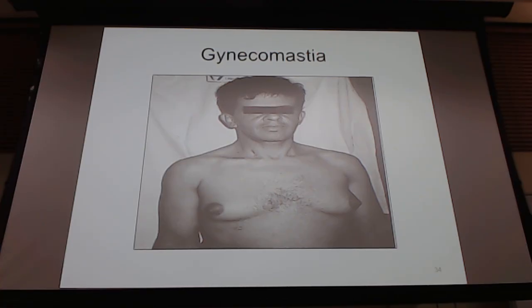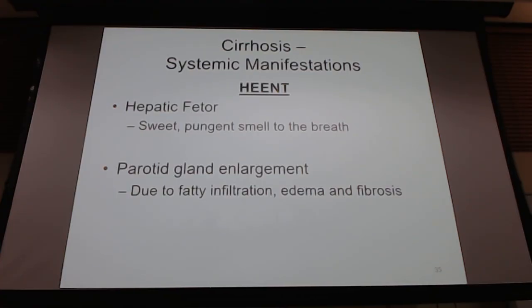There's a bunch of other things that you can look up. You should have a pretty wide differential for gynecomastia. Some people say marijuana use and certain medications can cause that. Here's another wonky one. Not that I go smelling everybody's breath, but you guys have to do it for your whole career. This is a sweet, pungent smell to the breath, similar to fruity breath for a person in DKA, but what happens here is because of the metabolic changes in the liver, it's not breaking down all the compounds that it should normally. So this is what is left over and it gets released in the breath. And then parotid gland enlargement, this all has to do with just infiltration, edema, and inflammation that's happening across the body, and it presents in that as well.